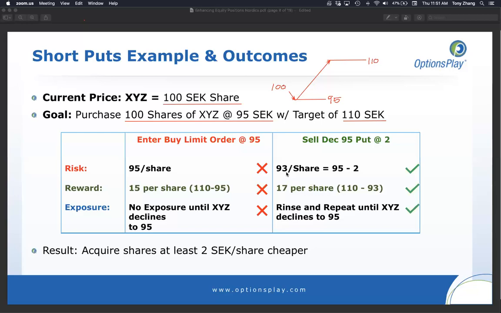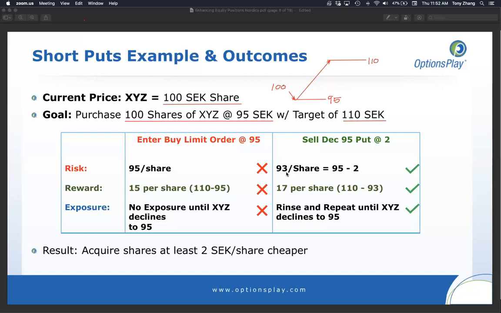Now, this is the first step of what we call enhancing your equity positions, because you are now buying your stock at a lower price and you're reducing your risk on the trade. Instead of risking 95 crowns a share, your total risk on the stock is only 93 crowns a share.